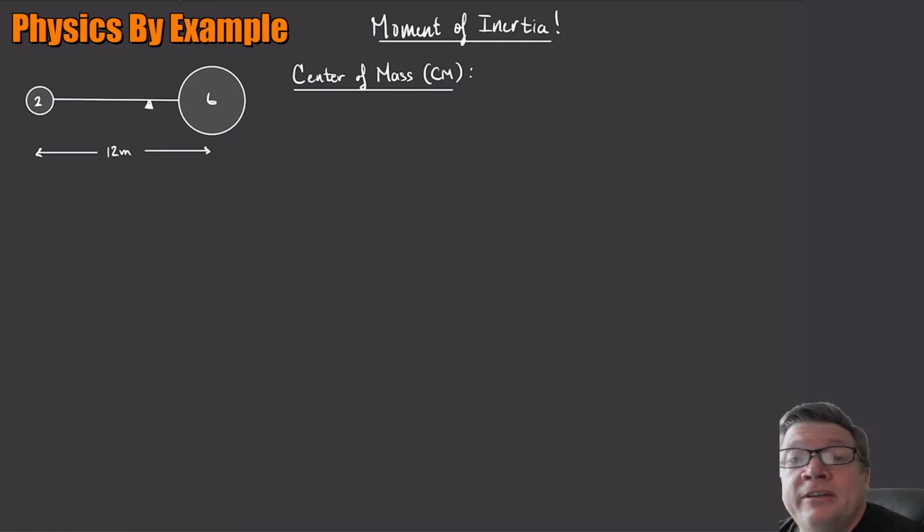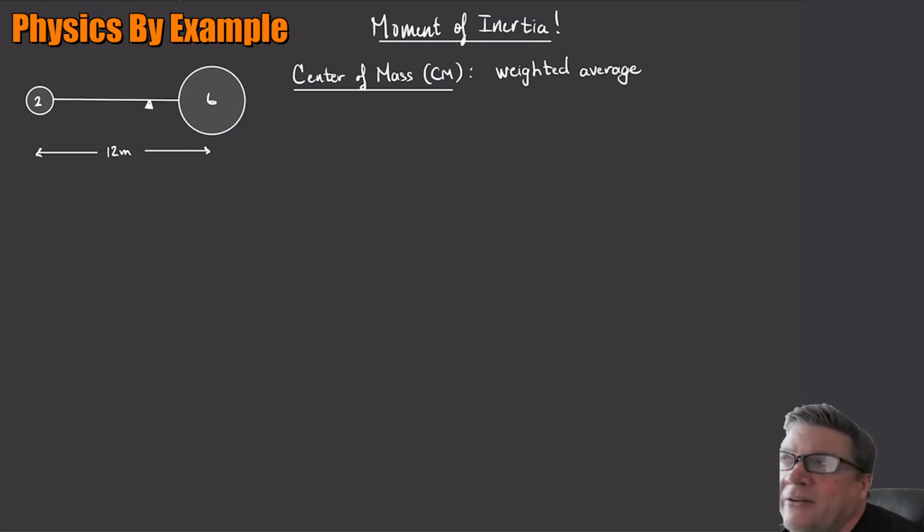Okay, here's how you do it. The center of mass is a weighted average of where the masses are in the system.